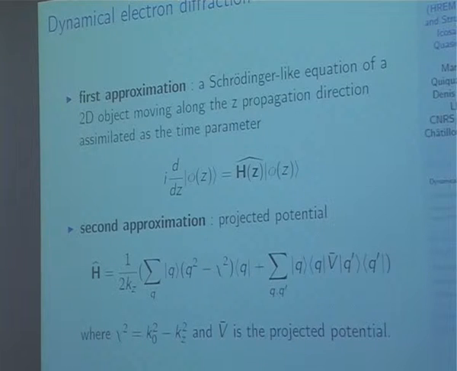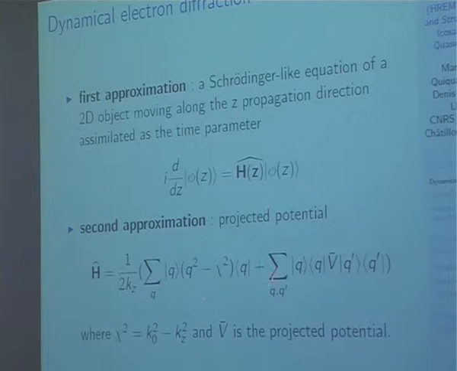In electron microscopy, samples have small thickness, and therefore the variation of the potential is approximated by a z-average potential. So we do the second approximation, the projected potential. And we obtain this Hamiltonian that is the diffraction Hamiltonian. And you can see here the term K square that I defined before. K square is equal to K0 square minus Kz square. And V bar is the projected potential.